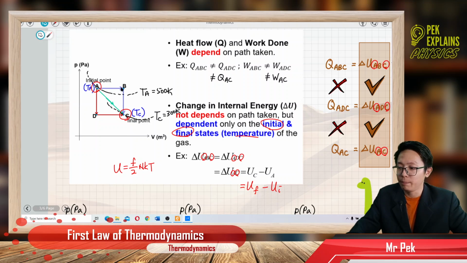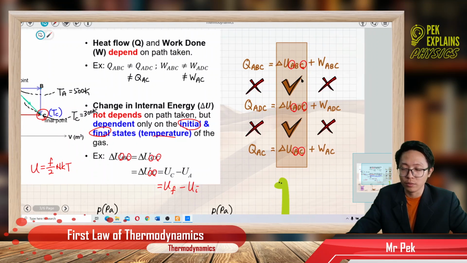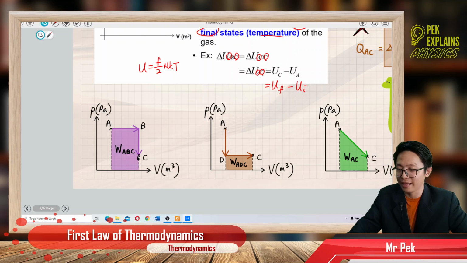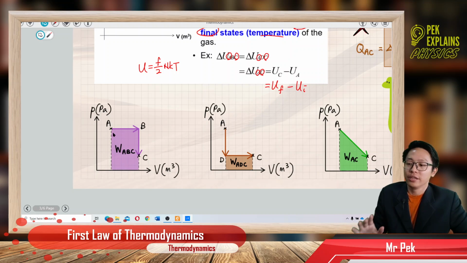Okay, let's talk about the work done of ABC, ADC, and AC. For the work done of ABC, the purple path is this one. The area under the graph is the work done. So for the path ABC, this is the area, so it has a lot of work done.